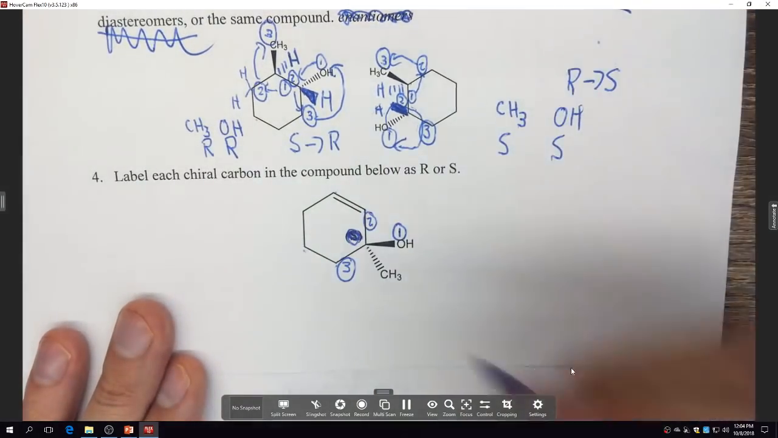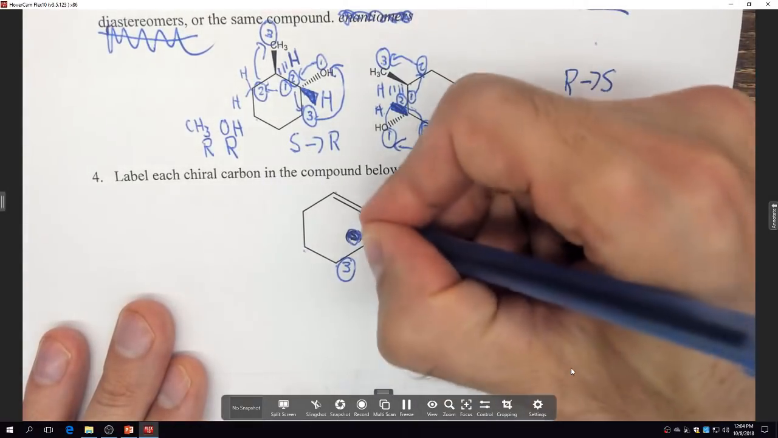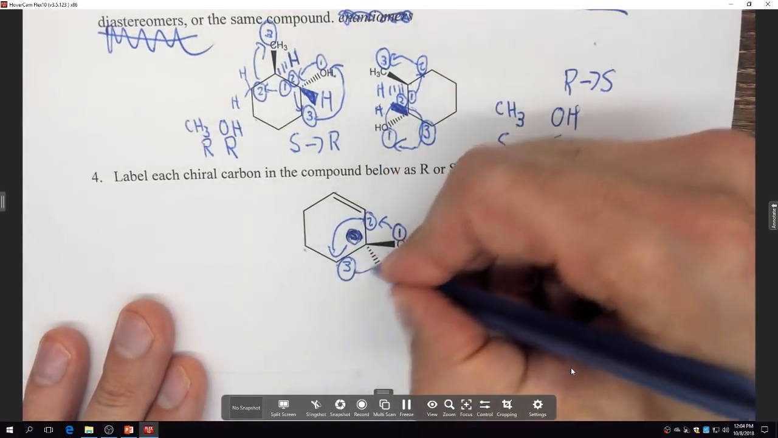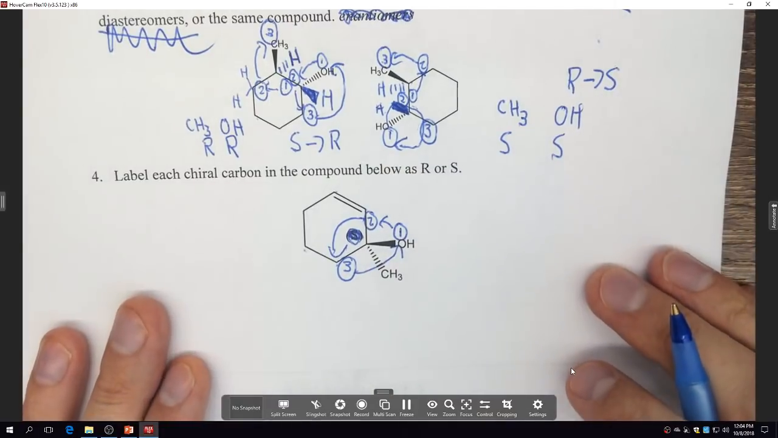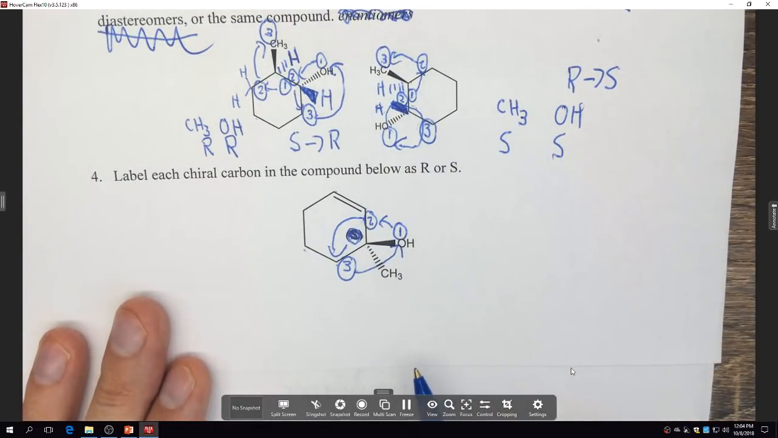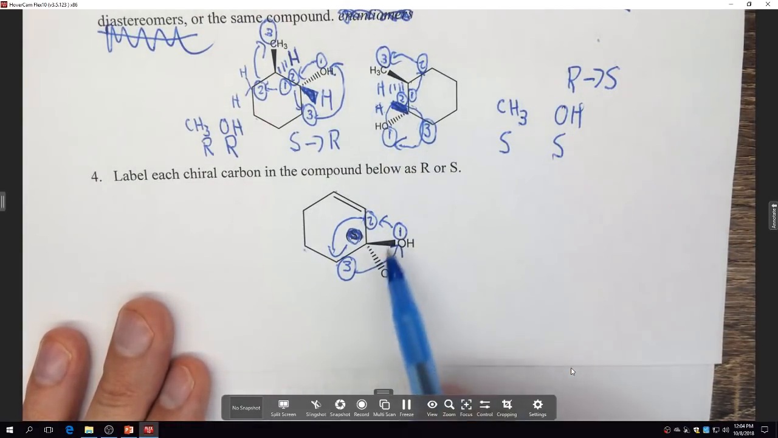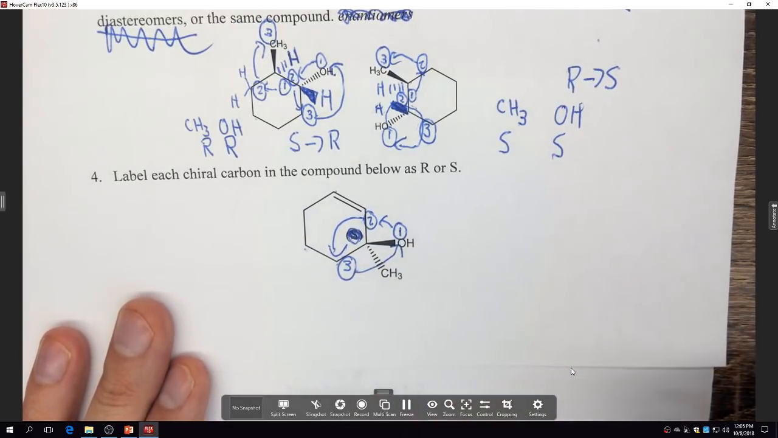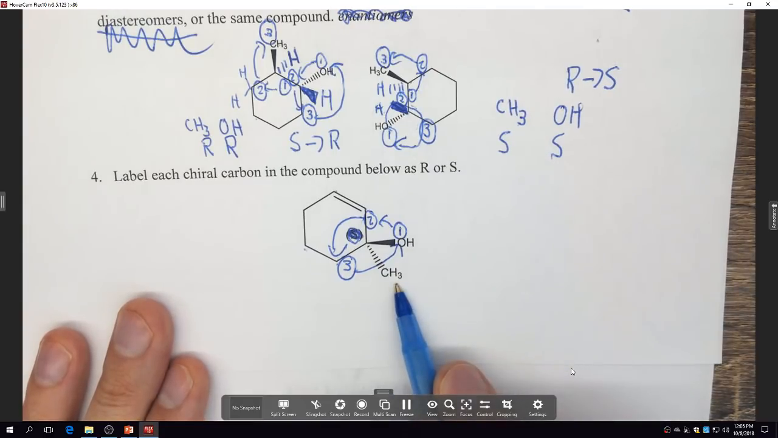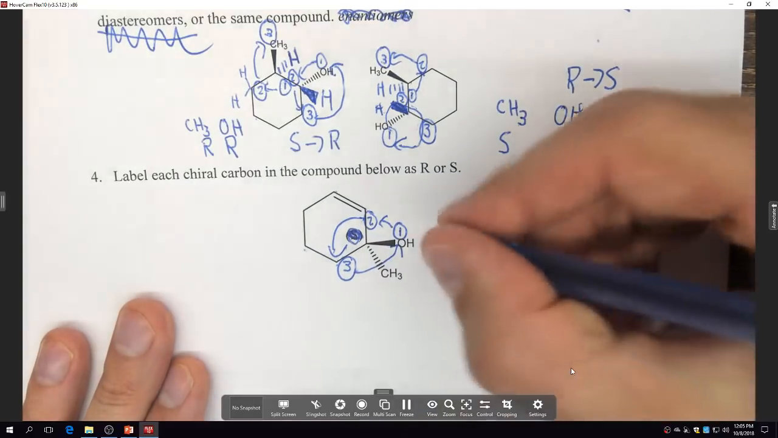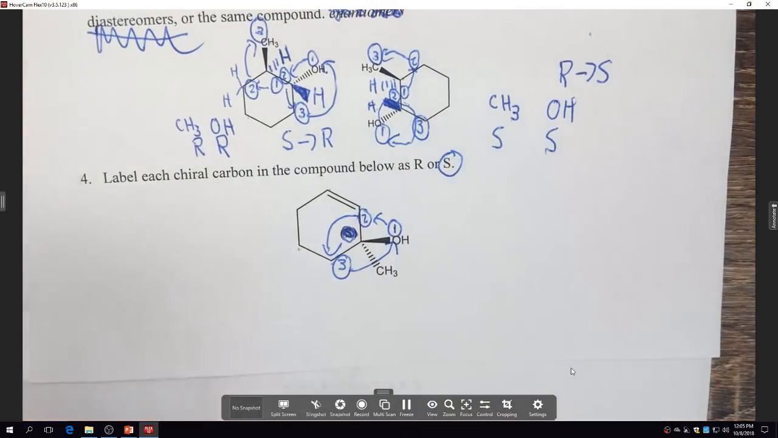So I get 1, 2, 3. All right? So 1, 2, 3, like that. All right? Is that R or S? That is the S configuration, right? That's counterclockwise. Do I need to flip it, or can I just keep it S? Keep it. Why? Lowest priority group is already in the back. All right? So this is the S configuration.